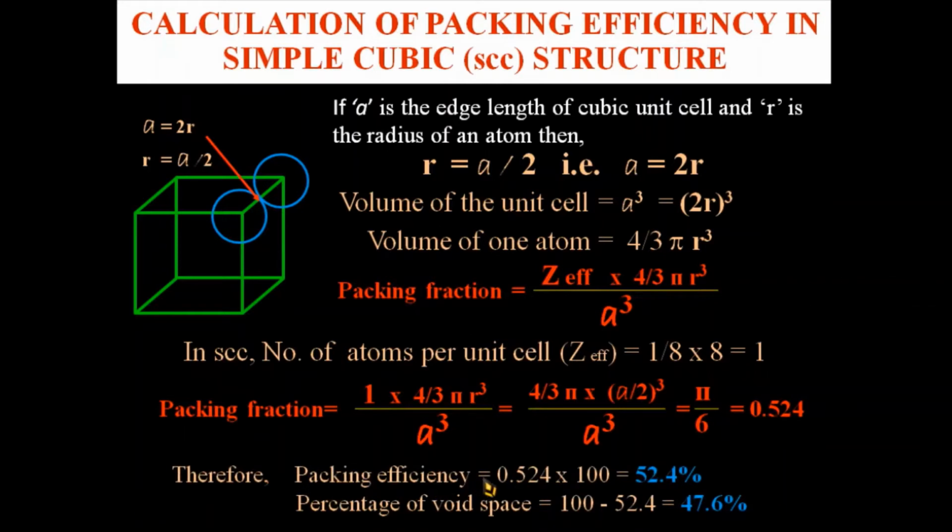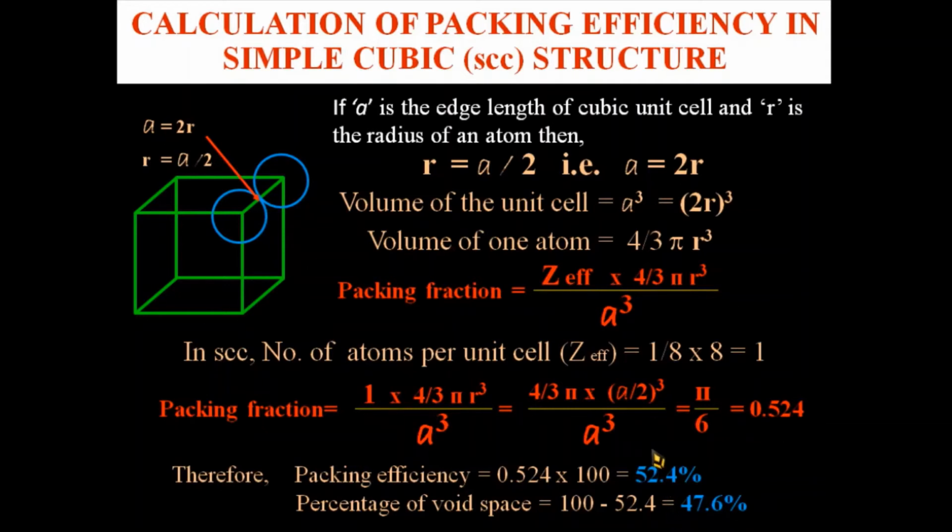Therefore, packing efficiency is equal to 0.524 into 100. It means that packing efficiency is equal to packing fraction multiplied by 100. So we multiply this value of the packing fraction by 100 and get 52.4%. Percentage of void space is equal to 100 minus packing efficiency. So here we get the percentage of void space as 47.6%.